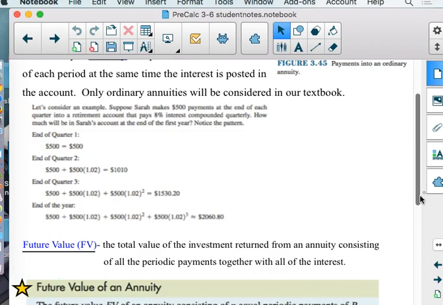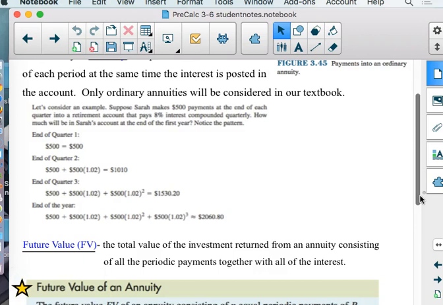And then at the end of quarter 3, she's putting another $500 in. The money she just put in at the end of quarter 2 has now earned 2% interest. But the money she put in at the very beginning has now earned that 2% interest twice.